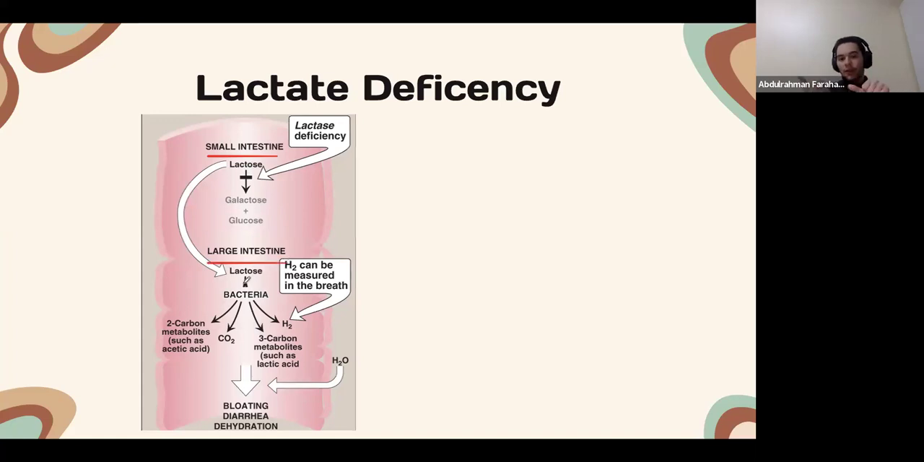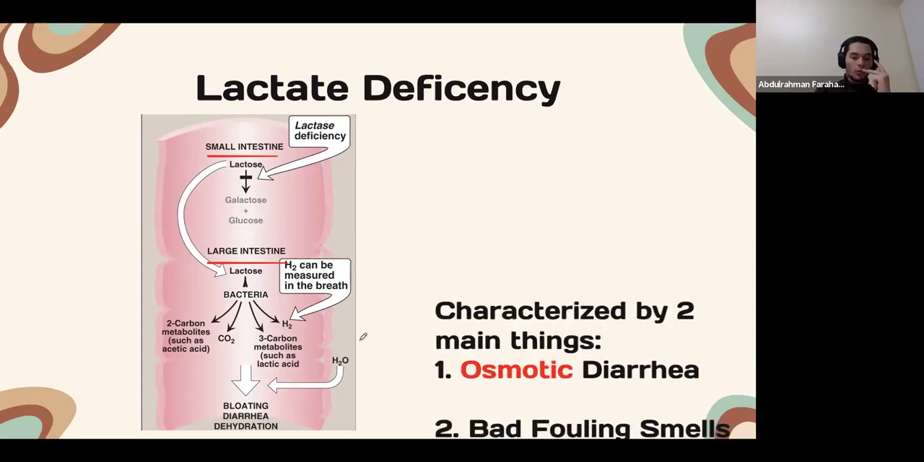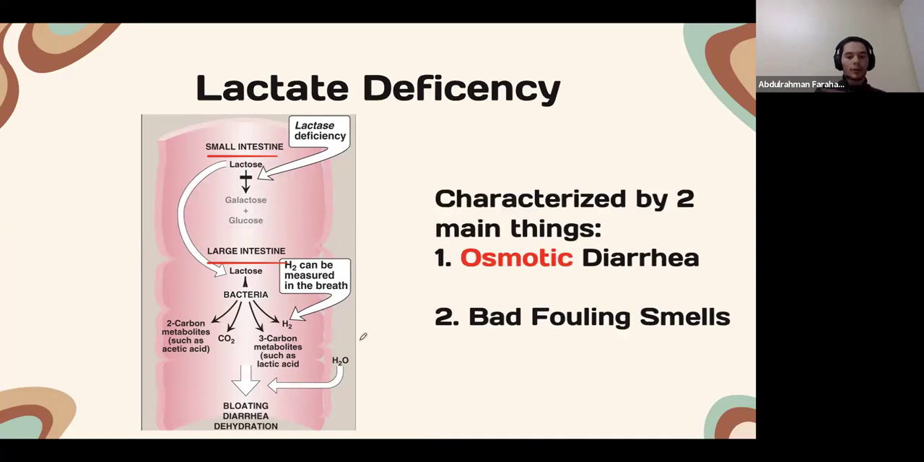And remember, we said we had bacteria in the large intestine, right? And these bacteria are like best friends with lactose. So once the bacteria see lactose, they're so happy, they eat the lactose and start fermenting, producing a lot of gases and pollutants. And part of these gases would be bad, foul gases that have a bad smell. And so a patient suffering from these two signs, which are osmotic diarrhea and bad foul smell, has lactase deficiency. Okay?